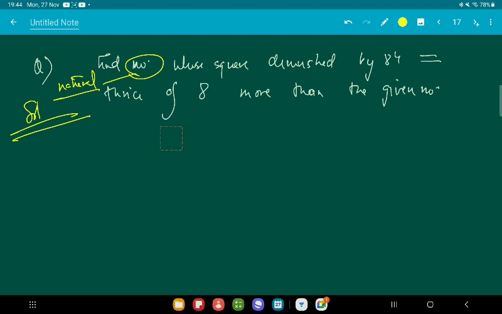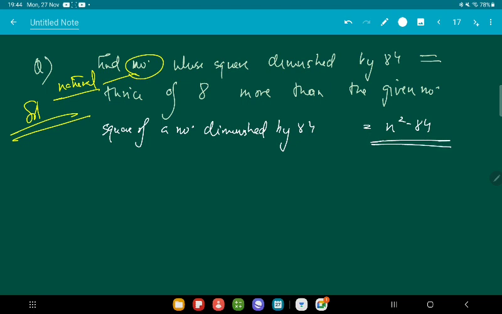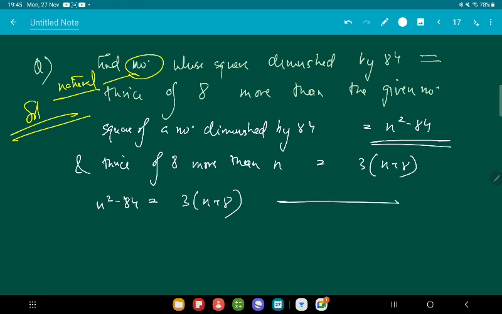What this says, just a second: square of a natural number diminished by 84, then this will be equal to n square minus 84. And thrice of 8 more than the natural number, 3 times (n plus 8) it should be. So by this given condition, n square minus 84 should be equal to 3(n plus 8). This is the important part. Now you have to solve this equation.